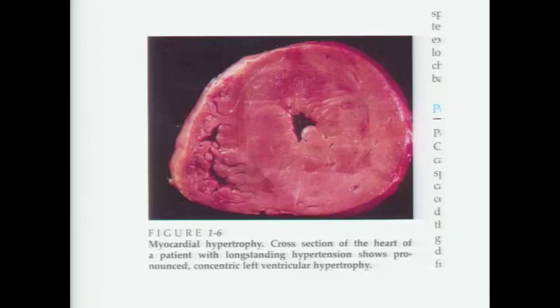Physiological hypertrophy is the result of two possible things. Physiological hypertrophy can be a result of increased functional demand that is not pathological. So increased functional demand within the normal parameters of the function of that tissue.